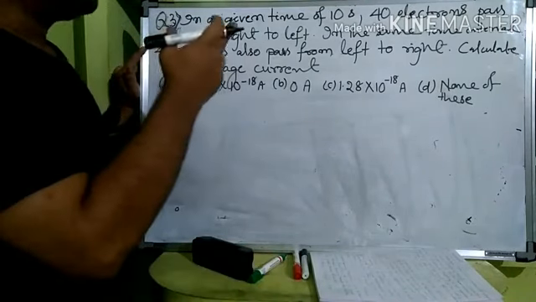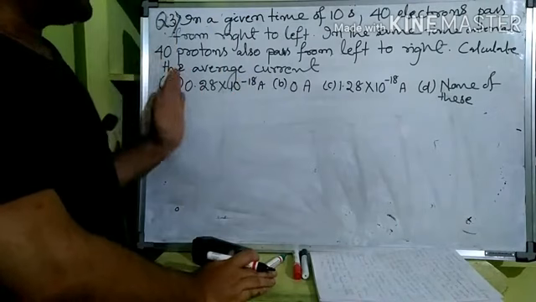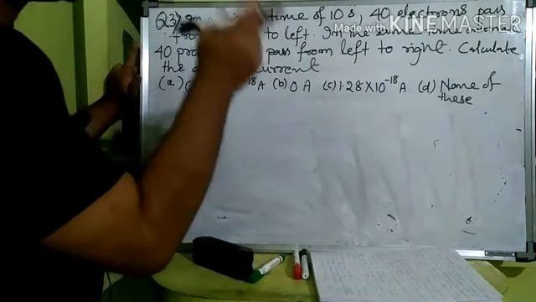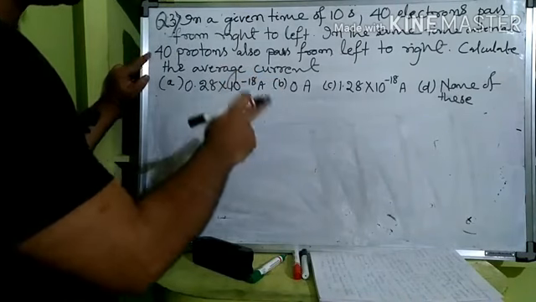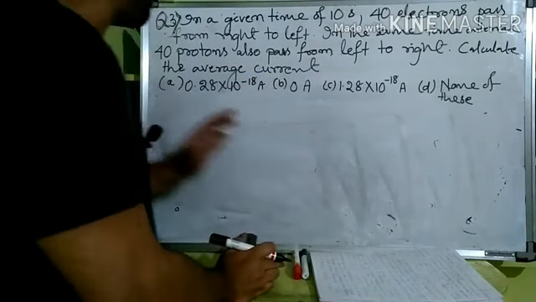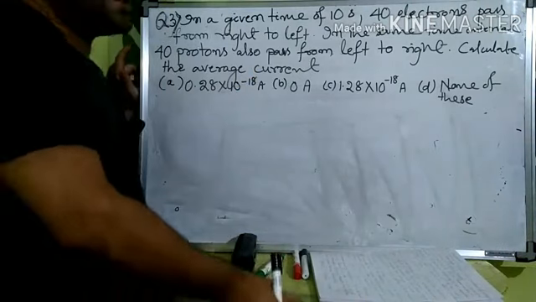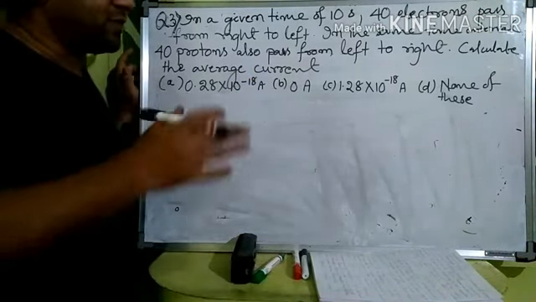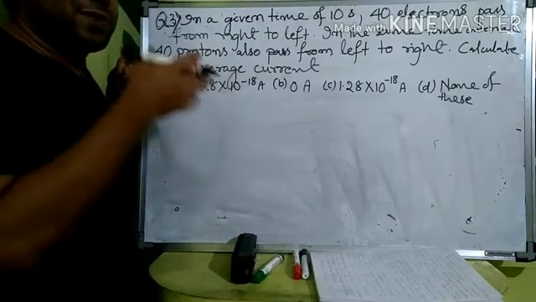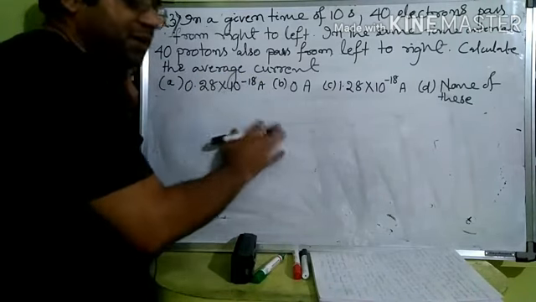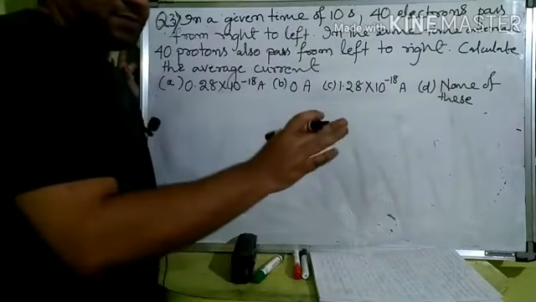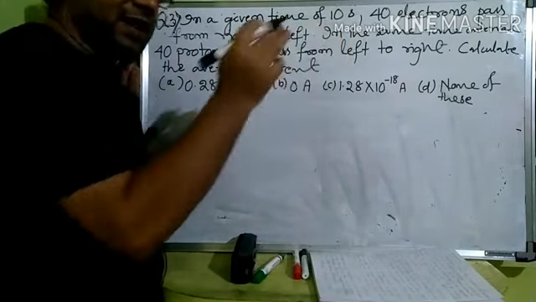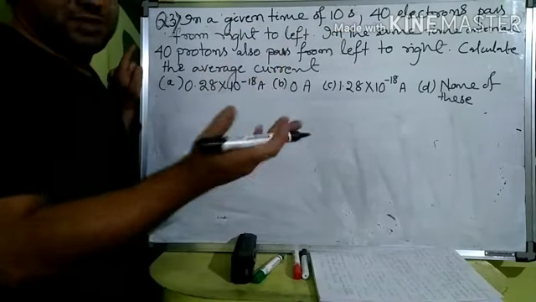Now let us take up this question, where in a given time of 10 seconds, 40 electrons pass from right to left. In the same time interval, 40 protons also pass from left to right. Calculate the average current. Now see, these are simple questions only to make you get a stronger grip on whatever we have discussed till now. That's why you don't always wait for me on the board. You pause it, you do it, solve it yourself.